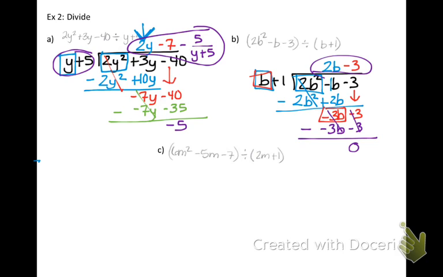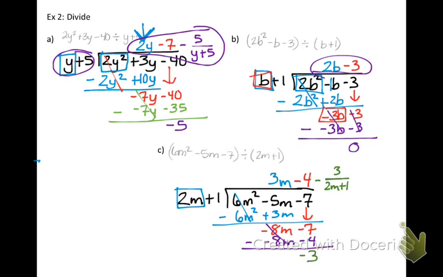I'd like you to try C by yourself. I know it's going to be a little difficult, but I want you to try it. Here's your answer. Check it out and see if you got it right.